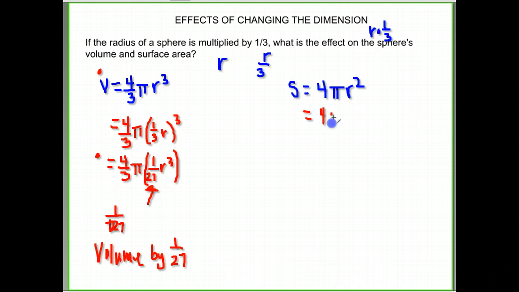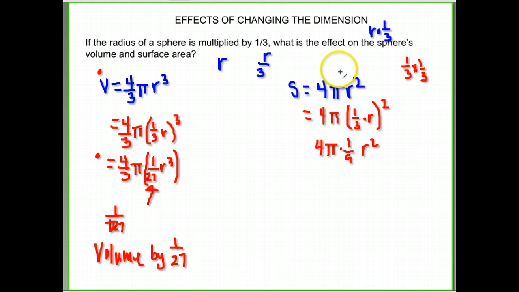Okay, let's come over here and look at the effect on the formula for surface area. So again, if we replace our radius with 1/3 of that, or 1/3 times r, if we were to square this, again, squaring means to take something times itself. For the r, we just still end up with r squared. But for the 1/3, that means 1/3 times itself. 1 times 1 on top is 1, and 3 times 3 on the bottom is 9.